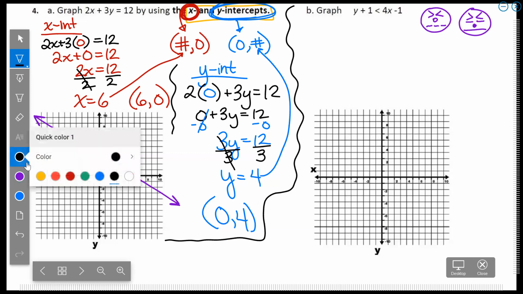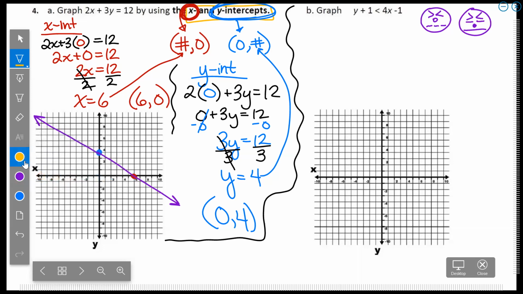What do I need to do to this equation to get y all by itself? Subtract 1 from both sides. So I have y is less than 4x. And then is that 0? -2. So I'm going to go to -2 on my y-axis and put my first point down. That's my y-intercept.